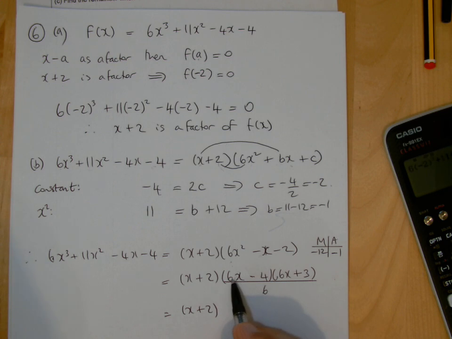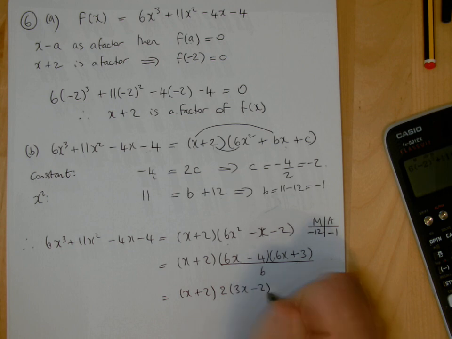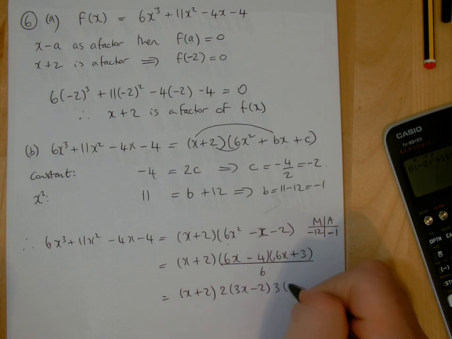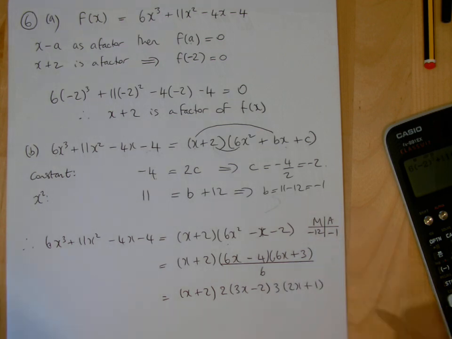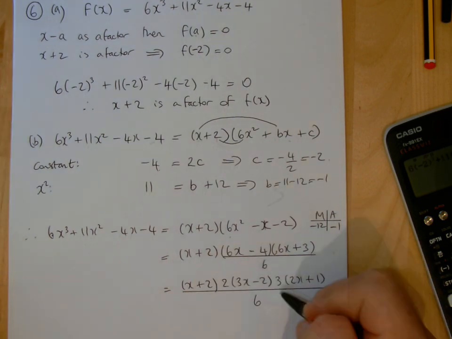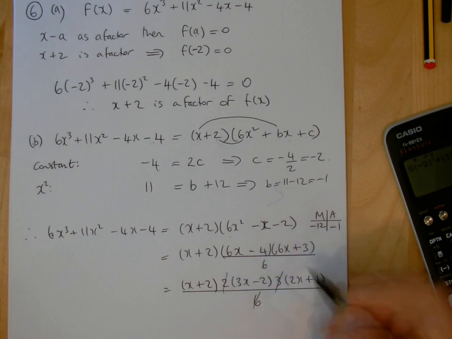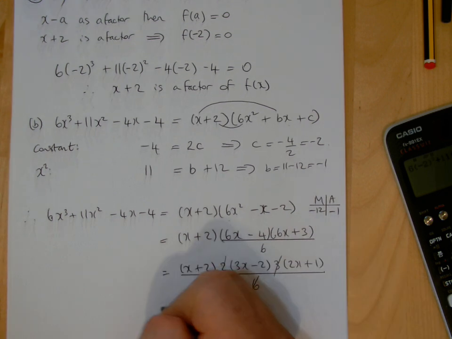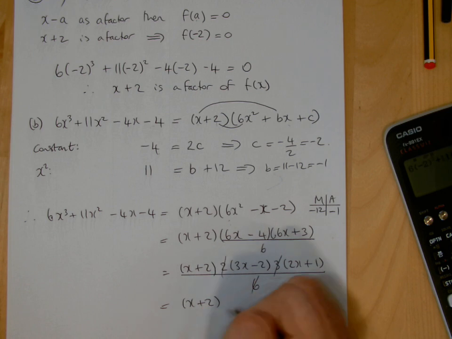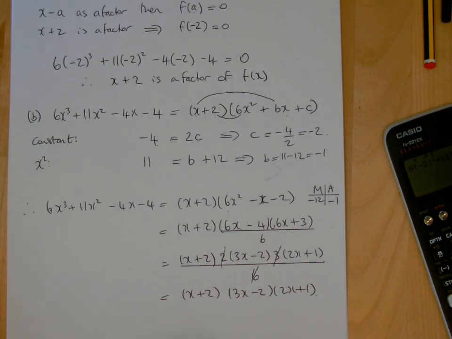And you can see in the first bracket there's a common factor of 2. In the second bracket there's a common factor of 3. So you've got that there, and that will be your 6, won't it? Because you've got 2 and 3 on the top. 2 times 3 is 6. So you'll cancel that 6 on the bottom. So you end up having x plus 2, 3x minus 2, and 2x plus 1. So you've got to be fully factorized.